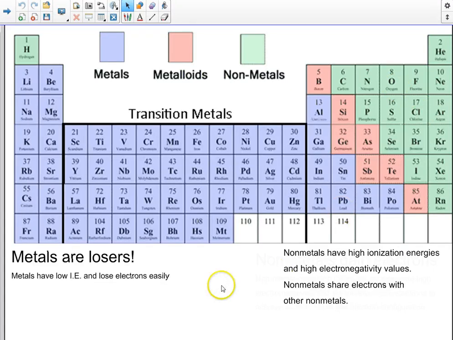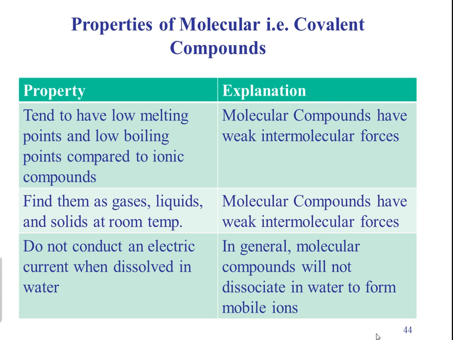What we're going to focus on today is discussing the properties of covalent compounds. This is a table of the properties of covalent compounds. You have this table in your note packet where you're going to fill in the properties, and then we're going to spend some time right now talking about the explanation. Covalent compounds tend to have low melting points and low boiling points compared to ionic compounds. We can find them as gases, liquids, and solids at room temperature, and they do not conduct an electric current when dissolved in water.